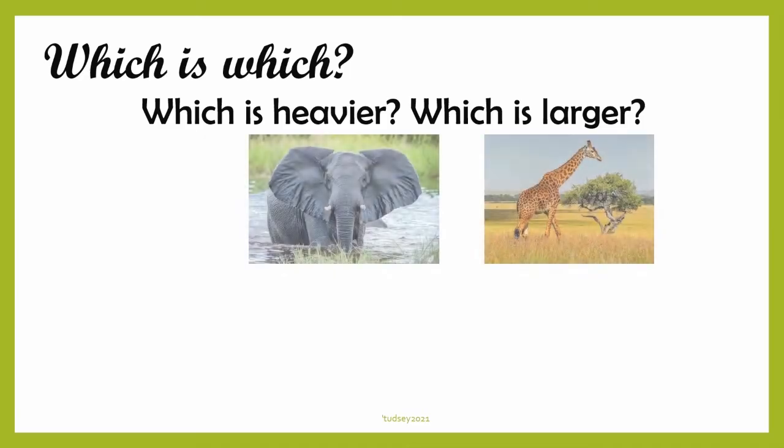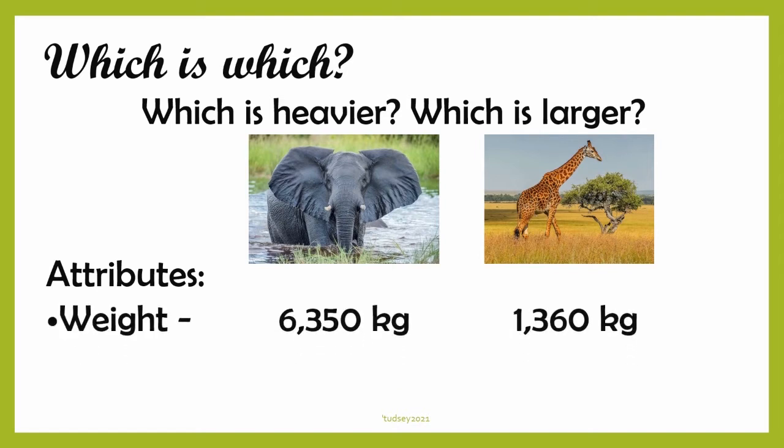Which is heavier? Which is larger? Again, we must need to know first the attributes that we will be using for us to compare the measurement. The first question, which is heavier, is pertaining to the weight. Let us now compare the weight of the elephant and giraffe. An average weight of an elephant is about 6,350 kilograms and a giraffe is 1,360 kilograms.